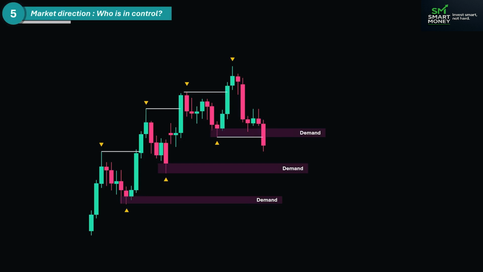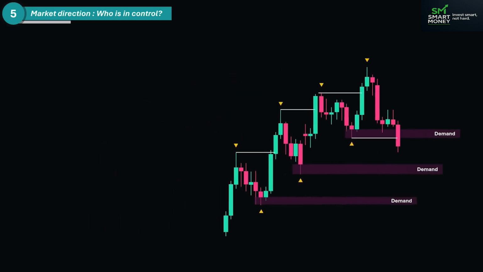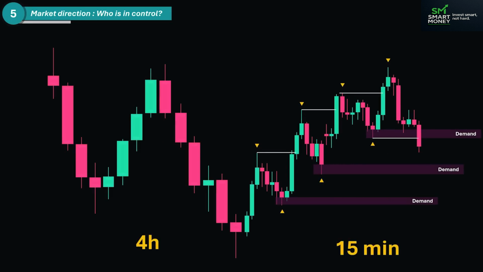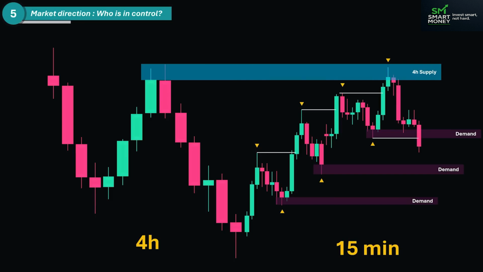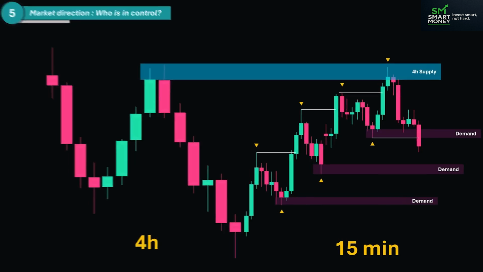It means that this uptrend formation can just be a correction in a higher time frame. So now that the price has tapped into a higher time frame supply zone, it has the power to change the direction in the lower time frame. Now we have a fight between supply and demand, and there is a high chance that the higher time frame will dominate and push the price lower.